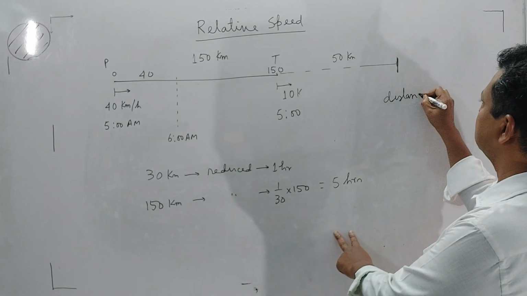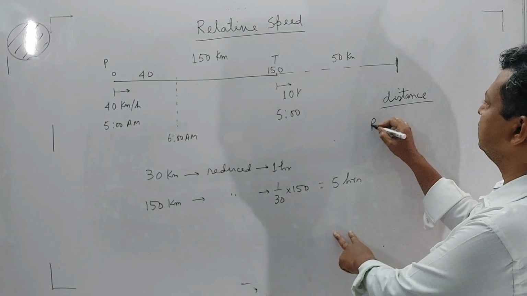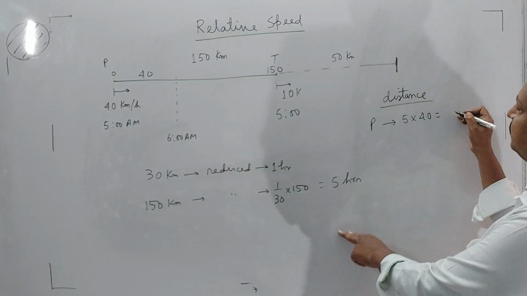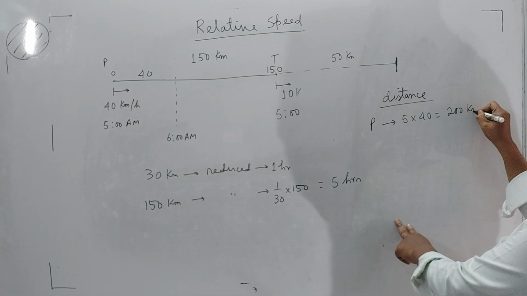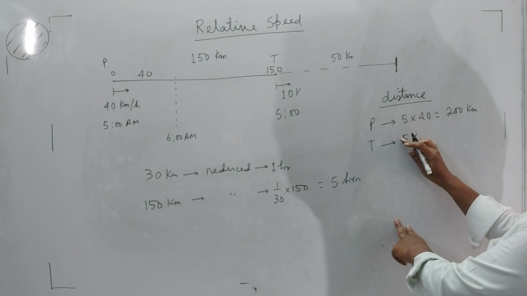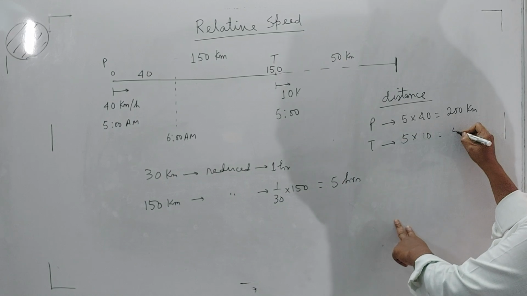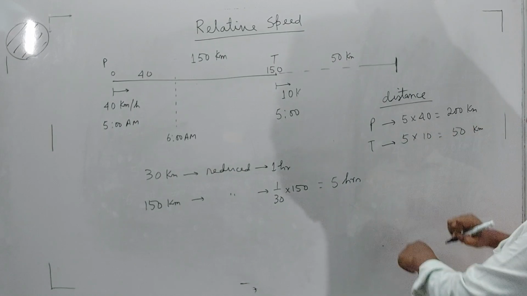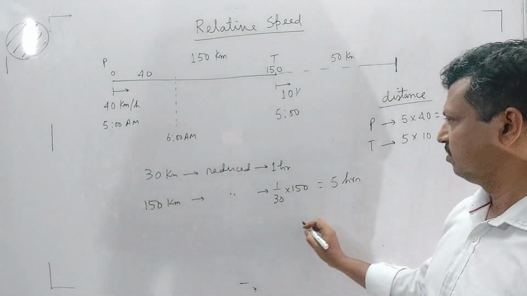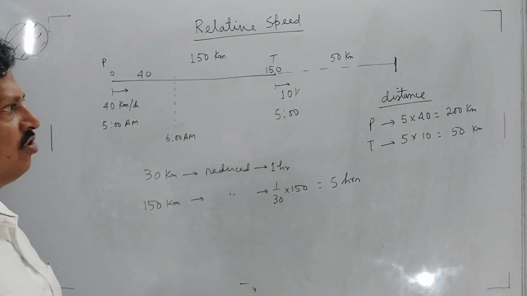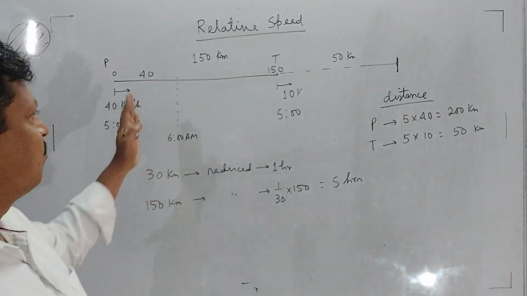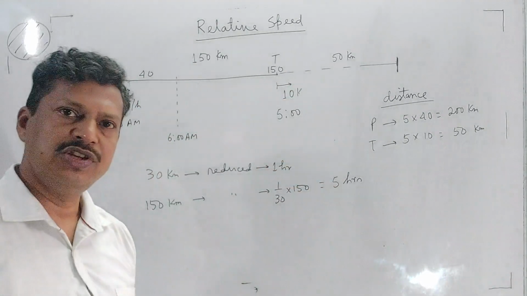Distance traveled by police in 5 hours will be how much? 5 into 40, 200 kilometers. And distance traveled by thief will be how much? 5 into 10, 50 kilometers. All right. So ratio of distance is what? Ratio of distance will be 200 by 50, so 4 is to 1. Ratio of speed is what? 40 is to 10, so 4 is to 1.